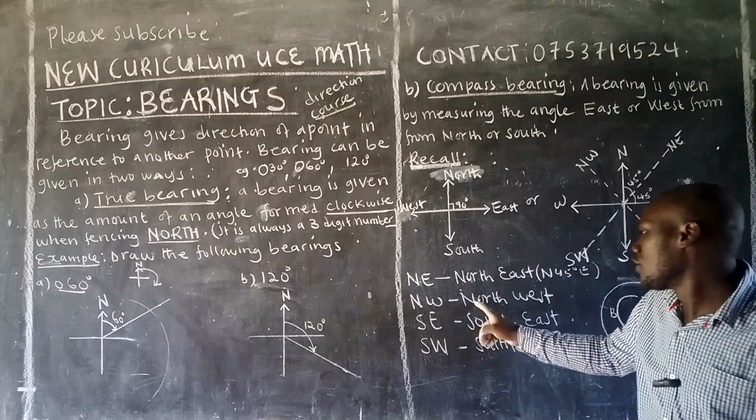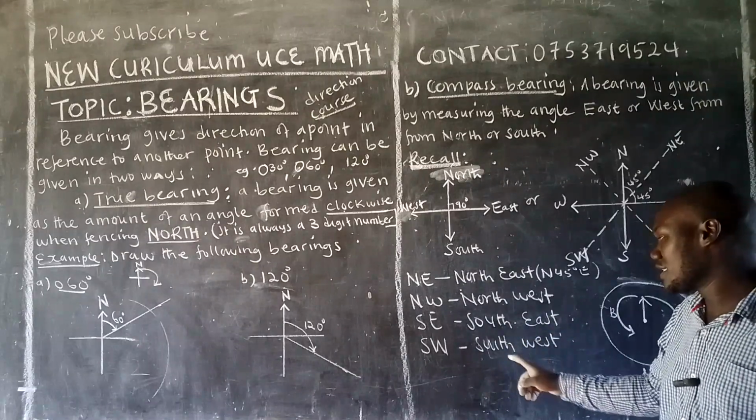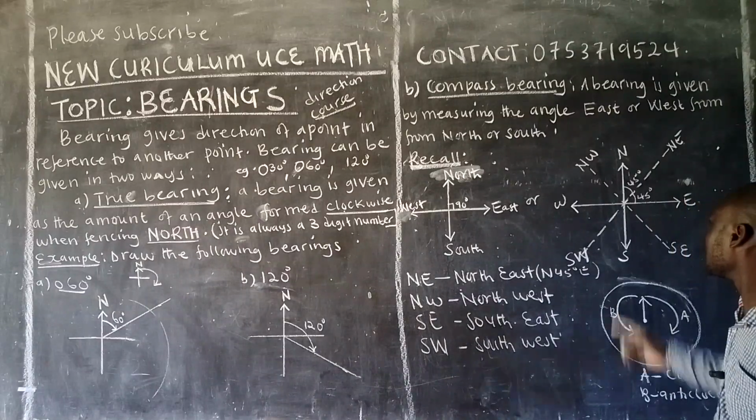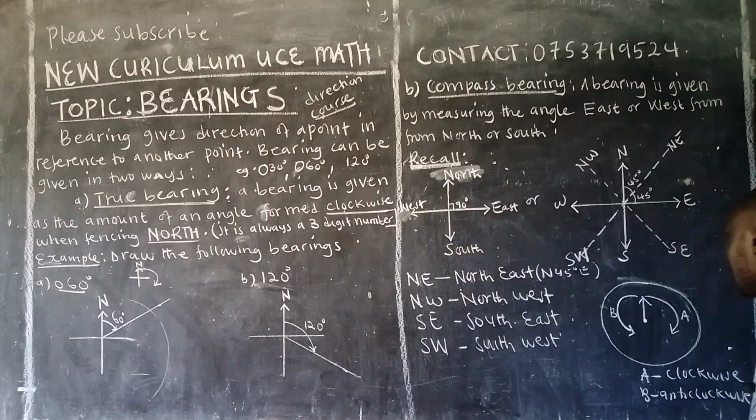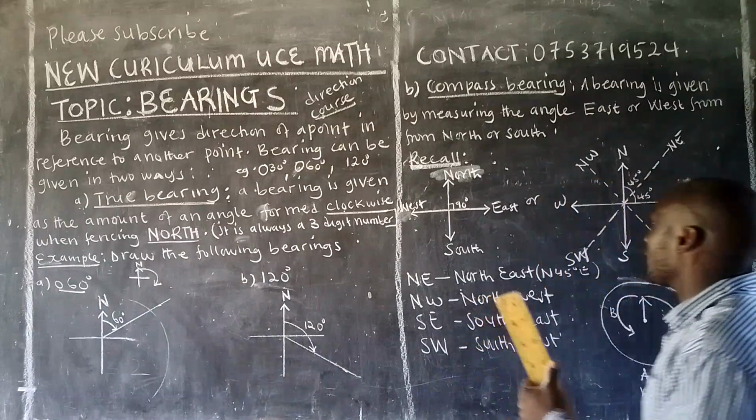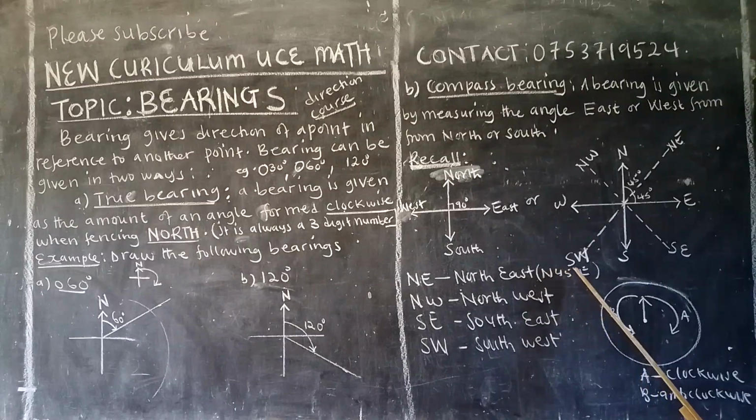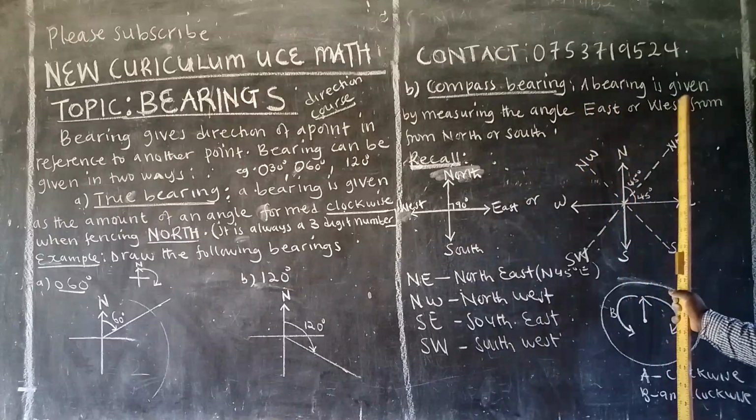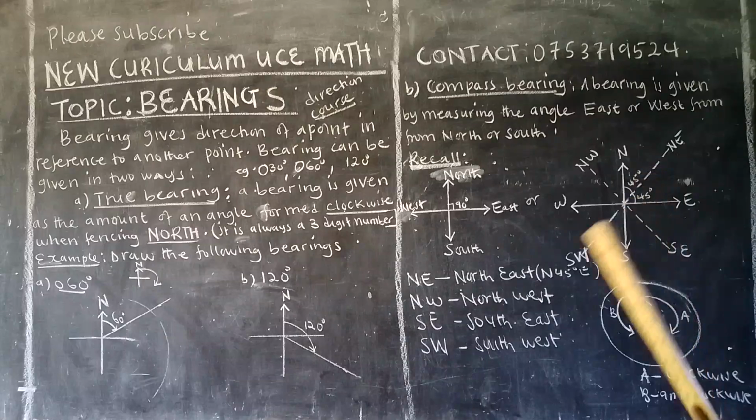Same way, northwest is north 45 degrees west. Southeast is south 45 degrees east. Southwest is south 45 degrees west. That's what it means. Same way here, 45, 45, 45, 45. Why 45? We have divided the 90 into two equal parts. So the compass bearings are written in this format: north 45 degrees east. This is what we meant by a bearing given by measuring the angle east or west from the north. So from the north, 45 degrees east, we call it a compass bearing.